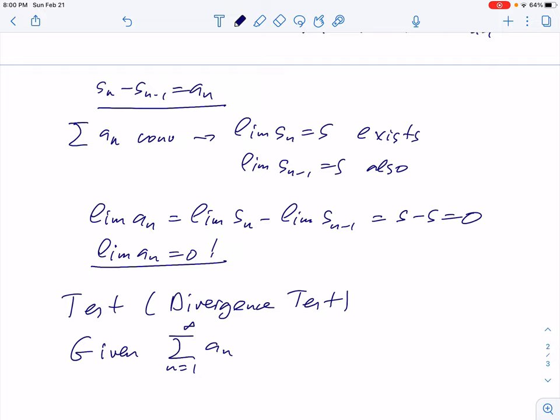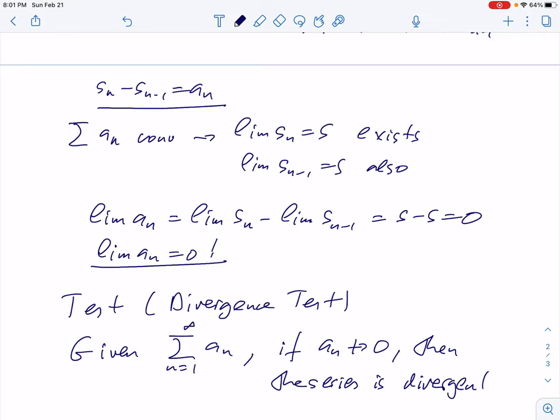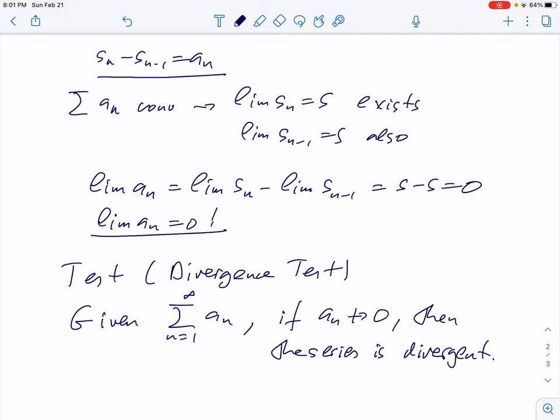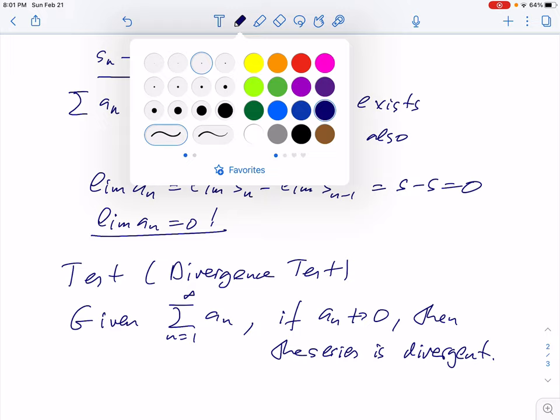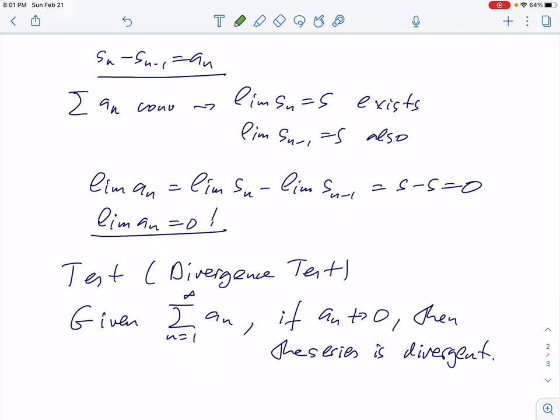So given a series, if A sub n, the general term, does not approach 0, does not have limit 0, then the series is divergent. Why divergent? Because if it is convergent, the general term should approach 0. So if the general term does not approach 0, the series is divergent. Important divergence test, which we can use to test for convergence or divergence of different series. Let's put this test in a green box because it's important.